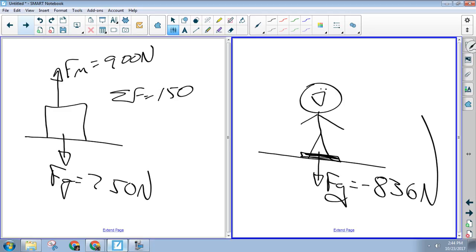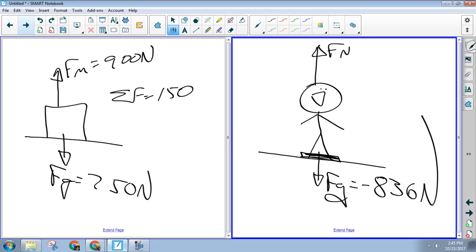So if this dude who weighs 836 newtons takes that bathroom scale onto the elevator and stands on it, when the elevator's lifting him, doesn't it need to exert extra force to make him speed up? And so the reading on the scale is going to go up, right? Does that make sense?